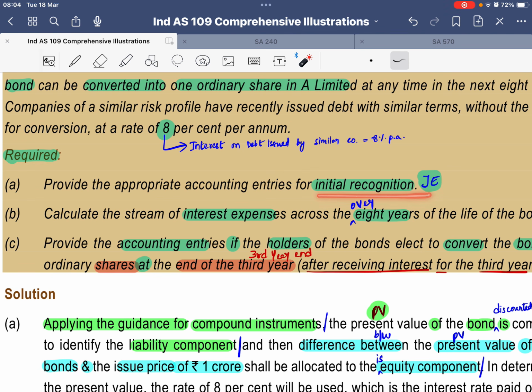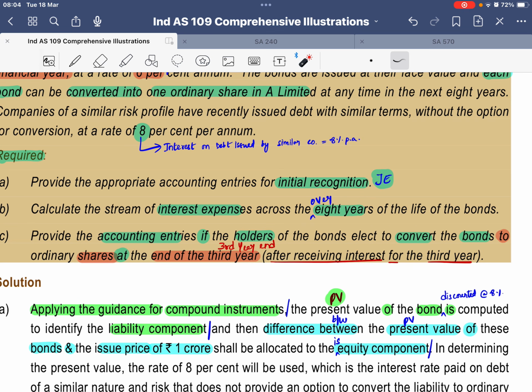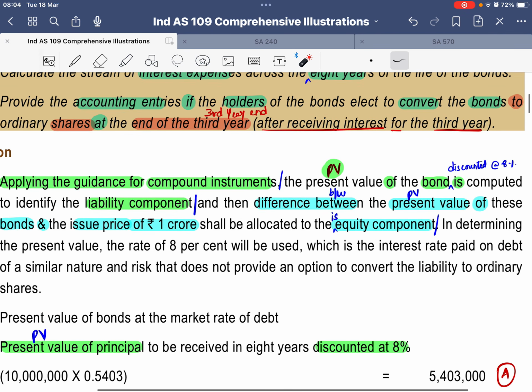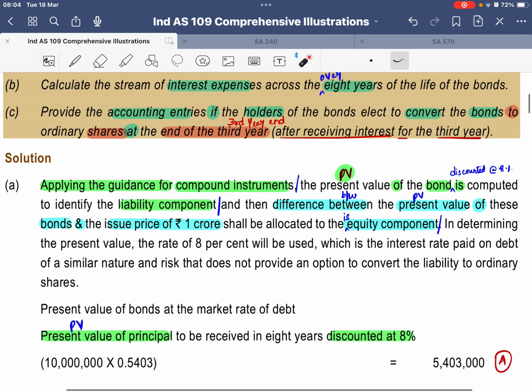Required: initial recognition journal entries, interest expense over 8 years, and accounting entries if holders convert bonds to shares at end of 3rd year after receiving interest for 3rd year. Solution. Applying the guidance for compound instruments, the present value of the bond discounted at 8% is the liability component. The difference between the present value of bonds and the issue price of 10 crore is the equity component.